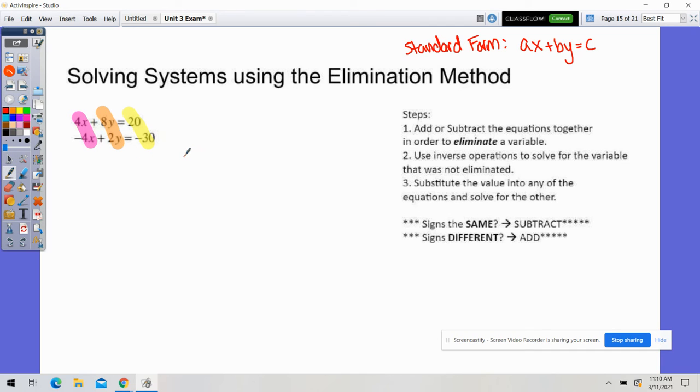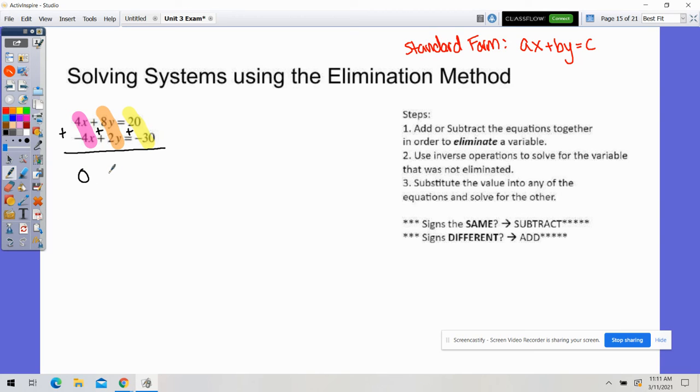So you want to think to yourself, which variable has the same coefficient? The variable that has the same coefficient is x. X has this 4 and -4, and since they're opposite signs, you're going to add them together. Plus, plus, plus. We're adding all the like terms together. Once you choose addition or subtraction, you're following through with everything. So 4x plus -4x is 0.